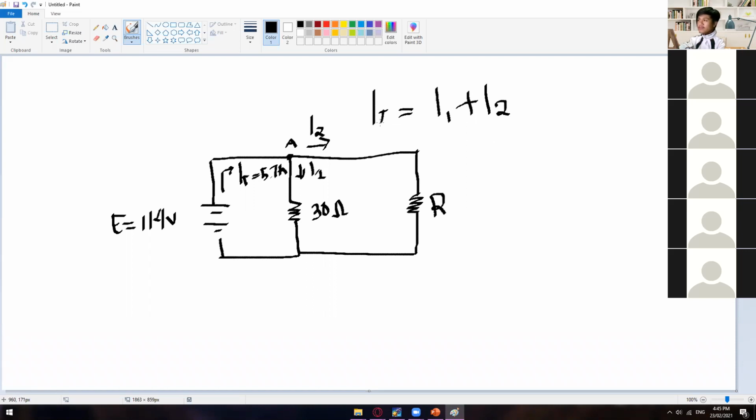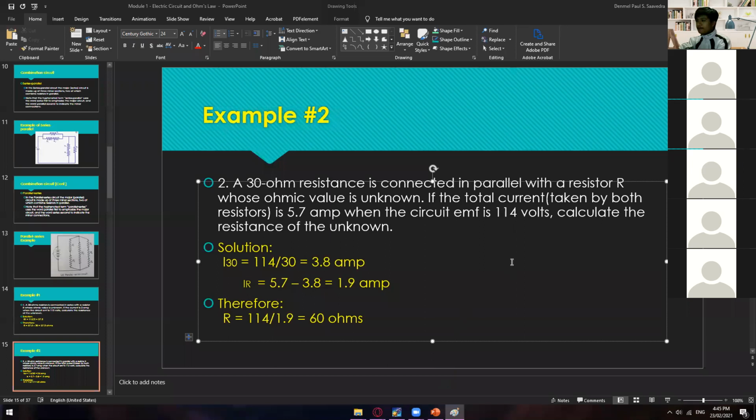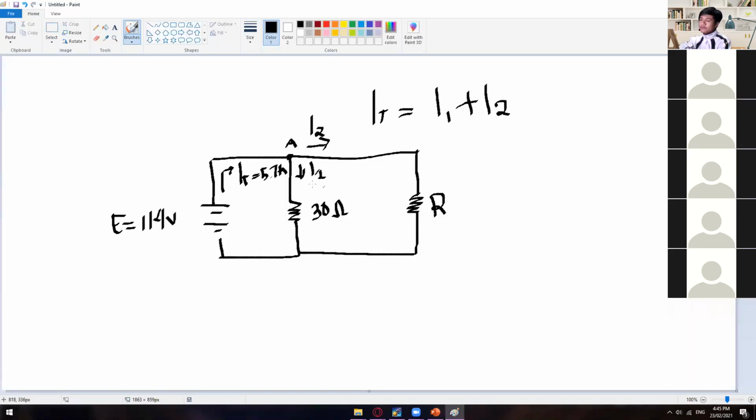All right, so IT is already given. Then all we need to do is look for the values of your I1 and then I2. Okay, so we need to find the current that is flowing on the I1, and then from there, we will be able to solve the value of the I2. And then once we have the value of I2, that's the time that we can solve for the value of your R. Okay, so for the I sub 30, going back to our formula, I is equal to V divided by R.